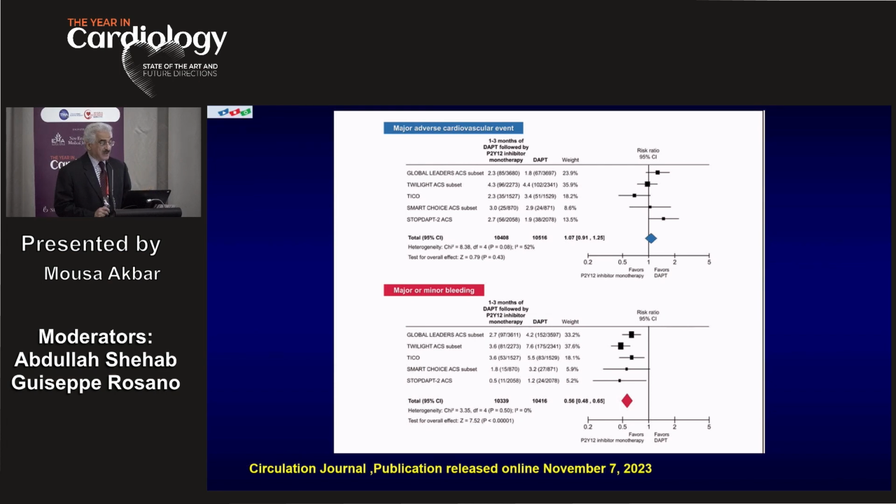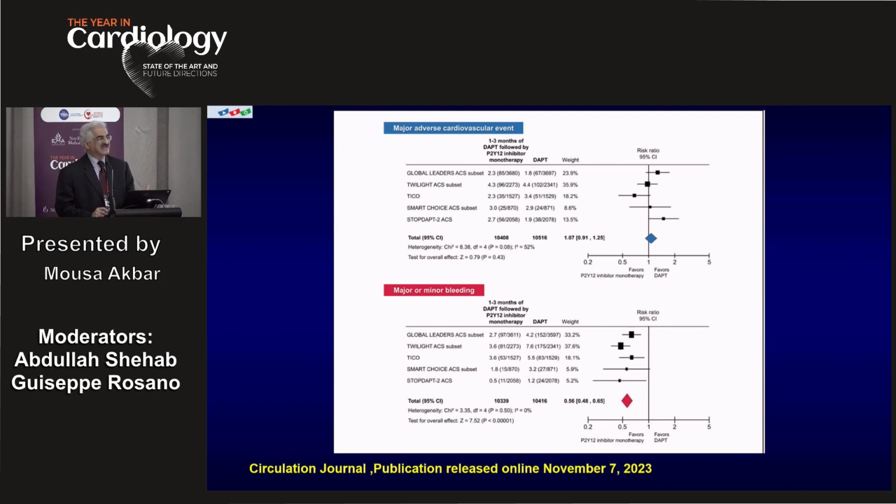STOPDAPT, acute coronary syndrome. And then you can see in terms of major adverse clinical events, on the left side is monotherapy, no differences. But when it comes to major or minor bleeding, no doubt that in all these trials, now you add to them also the TPAS, you will see clearly that there is a significant reduction of major or minor bleeding, about 46% relative risk reduction.